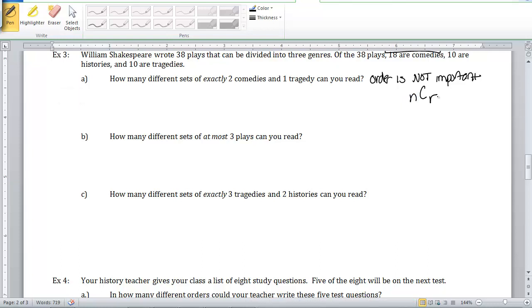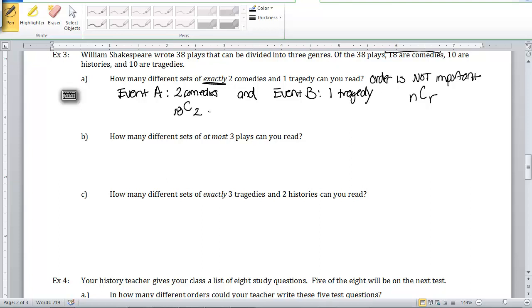Then you have to look at your different events. It says exactly, meaning we need 2 comedies and a tragedy. So event A would be choosing the 2 comedies. And if we need exactly, that means "and," event B, which is the 1 tragedy. So for the 2 comedies, there were 18 comedies. I need 2 of them. For the 1 tragedy, there was 10 tragedy. I need 1. "And" means I need both events to happen, so I'm going to multiply.